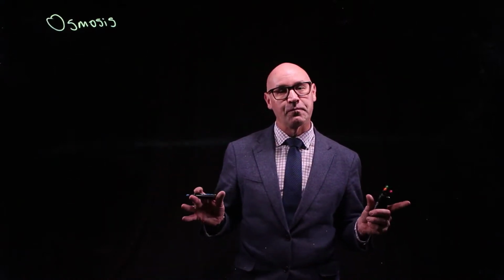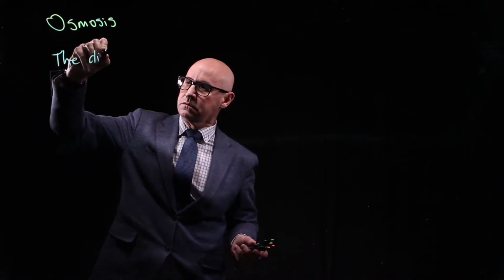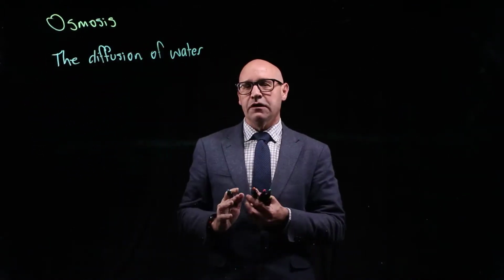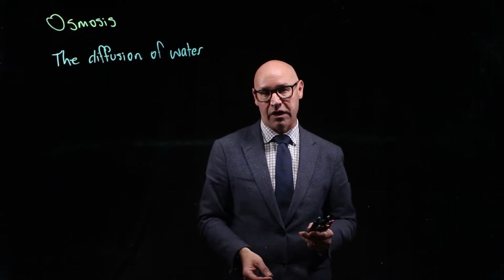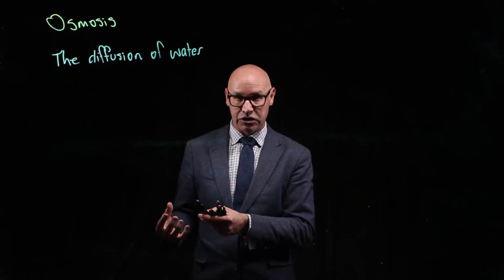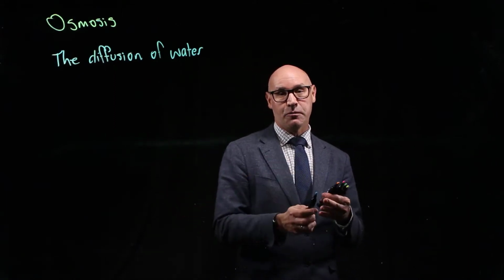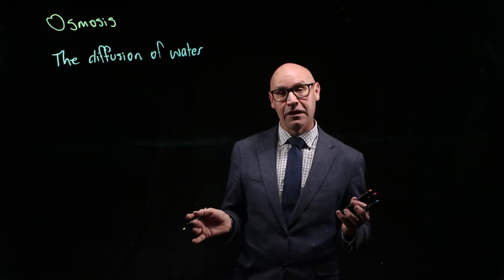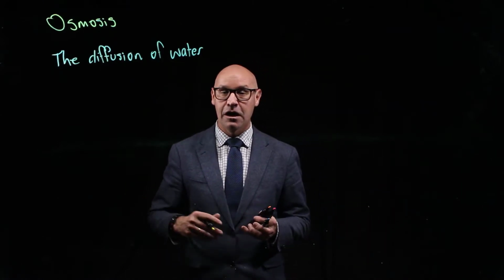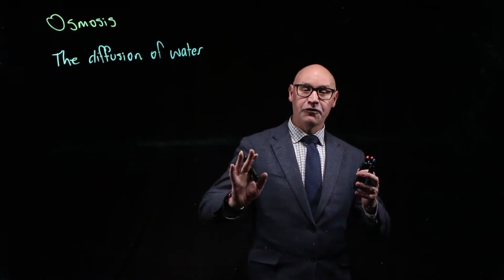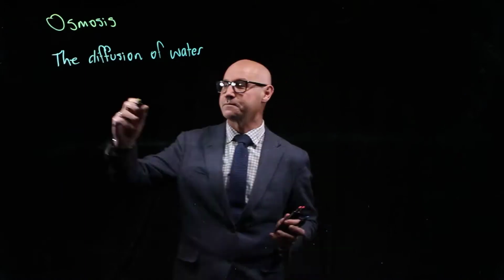In the simplest terms, osmosis is the diffusion of water. So what is diffusion again? Well, diffusion is the movement of particles along a concentration gradient from an area of high concentration to an area of low concentration. Often that's across a semi-permeable membrane. So what's osmosis then? Osmosis is the movement of water along a concentration gradient from an area of high water concentration to an area of low water concentration across a semi-permeable membrane.